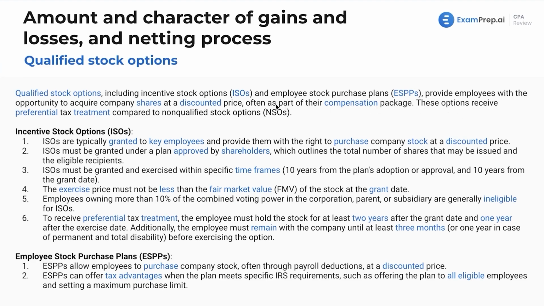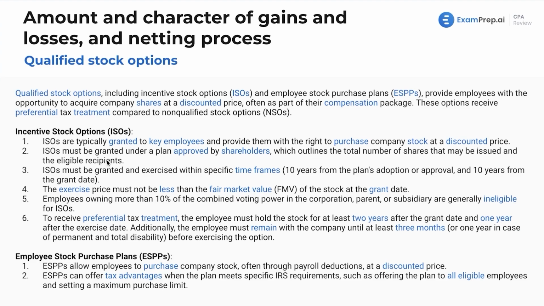Now, these options are going to receive preferential tax treatment compared to our NSOs. Now, incentive stock options, they're typically granted to key employees and provide them with the right to purchase company stock at a discounted price. They must be granted under a plan approved by shareholders, which outlines the total number of shares that may be issued and the eligible recipients.